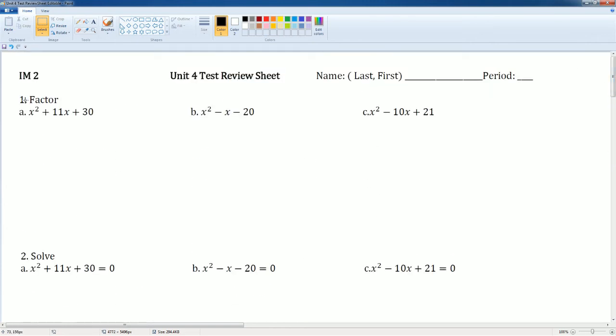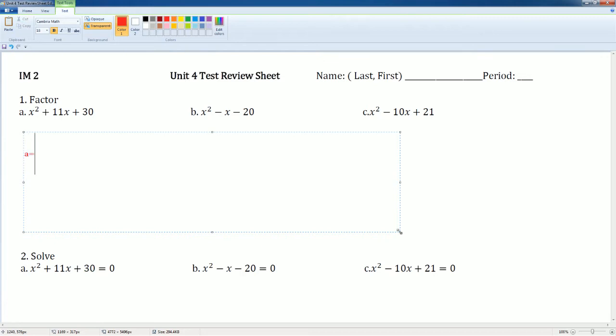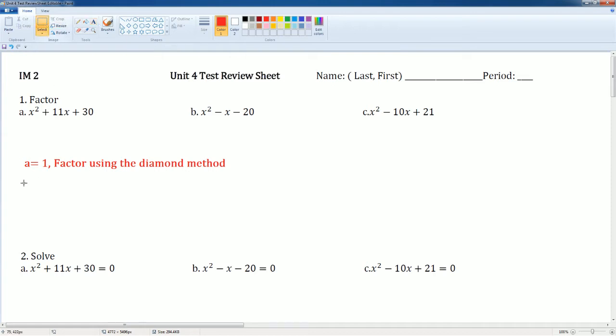If you take a look at number 1, it asks us to factor these three problems. These three problems have something in common if you take a look. All of them have an A equals to 1. When A is equal to 1, we notice that we can factor using the diamond method. This is the reason why we are going to factor using the diamond method.